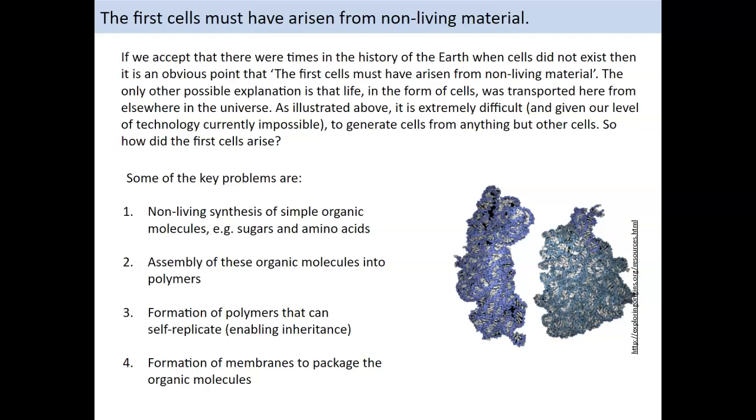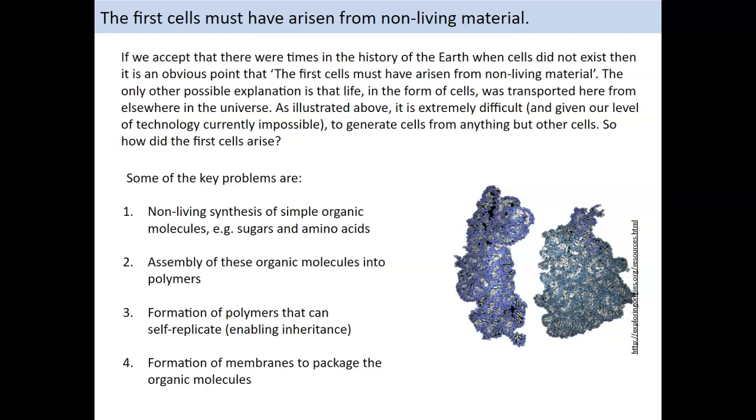That has presented challenges. Number 2, how do we get those monomers of organic compounds to then assemble into stable polymers like DNA, RNA, complex carbohydrates, phospholipid bilayers, protein chains? How do we get that to occur? Number 3, how do we get those polymers to also make more polymers? They have to be able to self-replicate. Replication is the basis of inheritance.